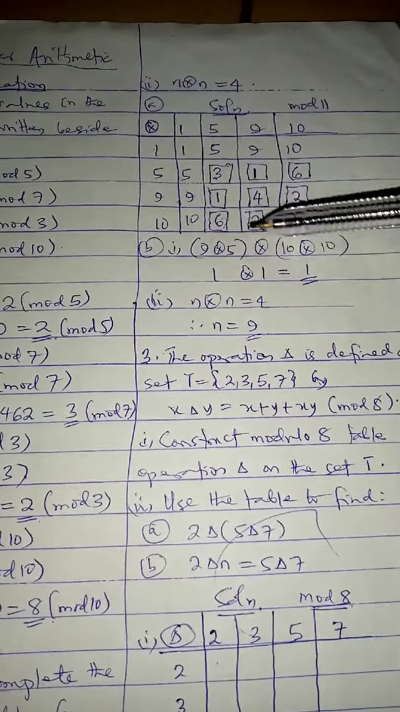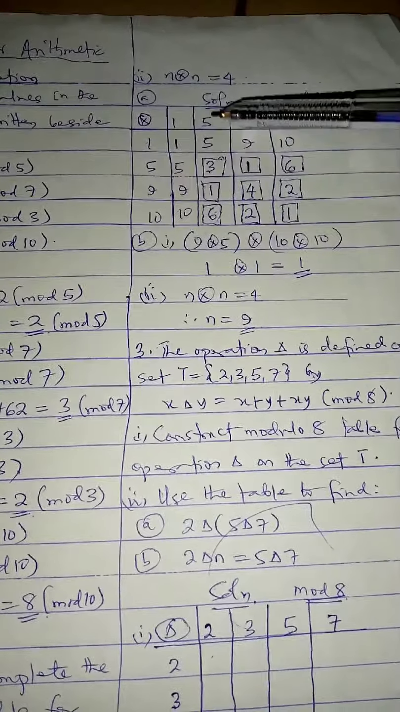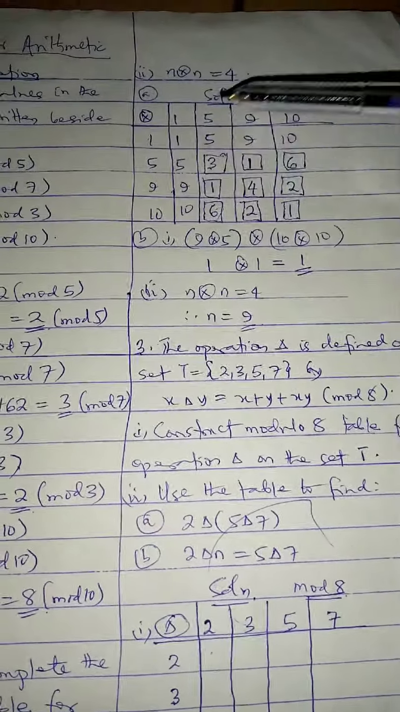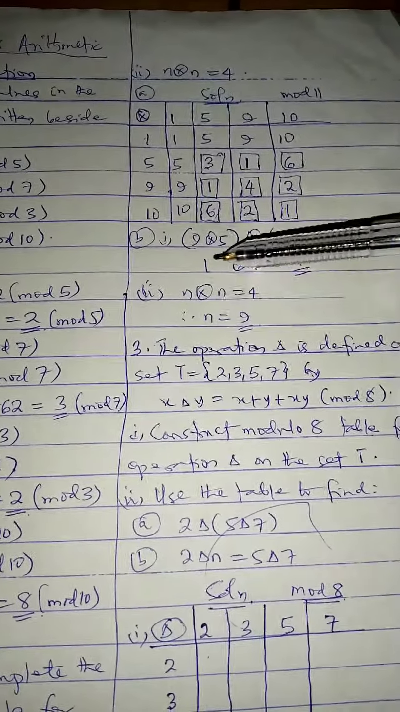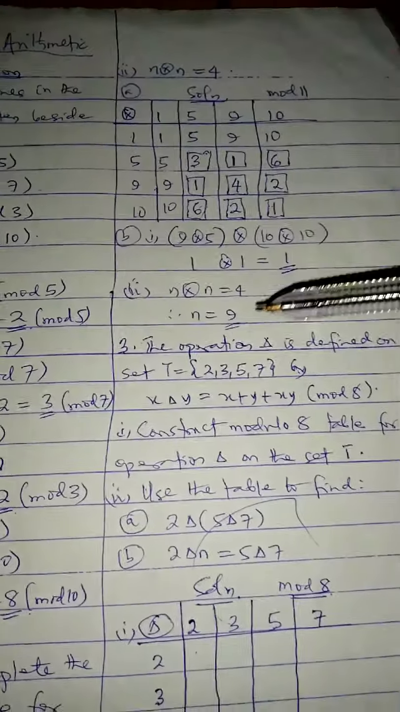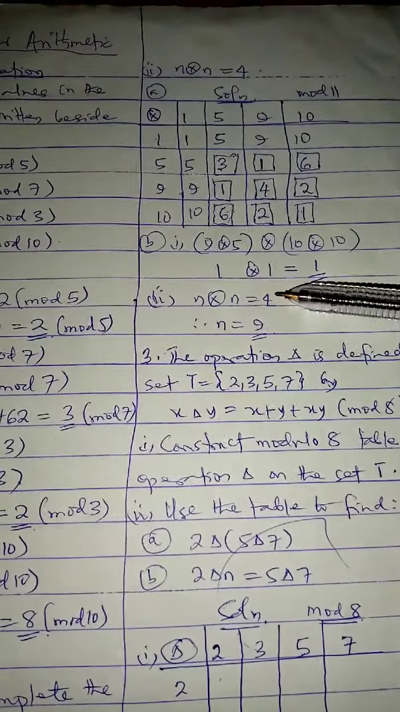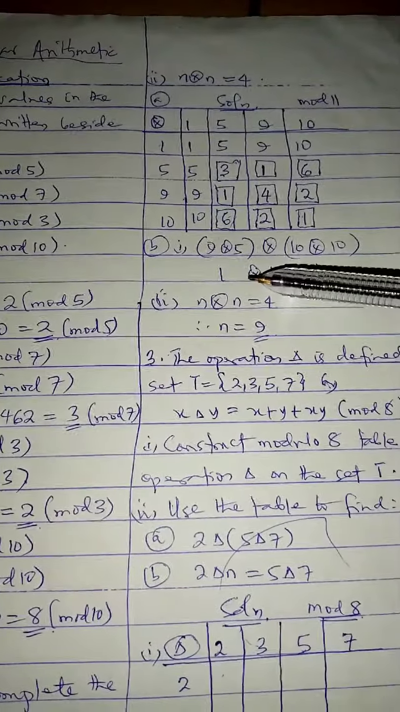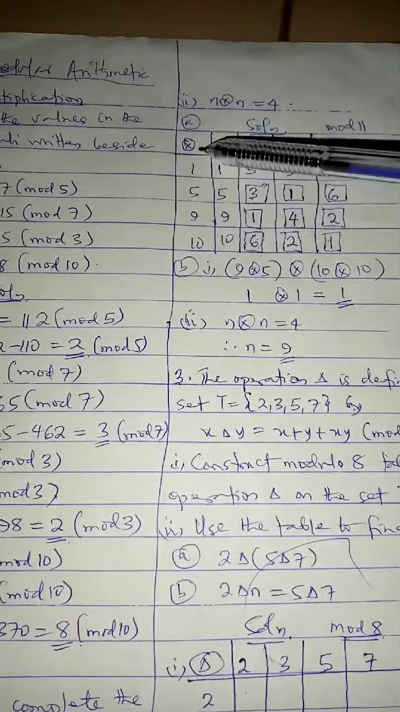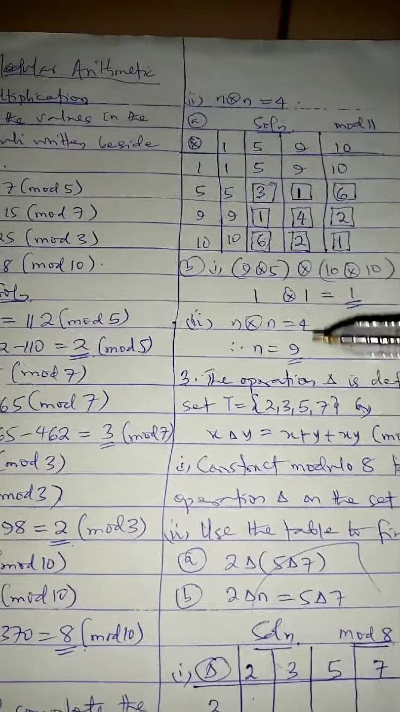Thereafter, you can answer this. From your table, 9 times 5 is 1. 10 times 10 is also 1. 1 times 1 is also 1. Then for 2b, n times n is 4. A number you use to multiply itself to have 4. That number is 9. Look at it. 9 times 9 is 4. And that's how n is 9.